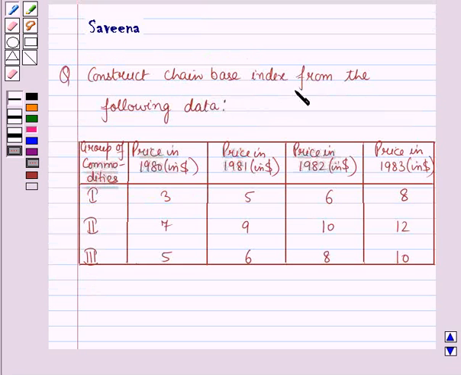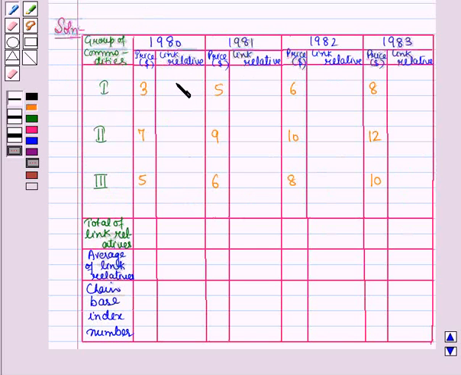Now we have to construct chain-based index from the following data. For this, first of all, we will draw a table and then we will calculate the link relatives for the group of the commodities in the particular years. So we have drawn a table for the given data. In the upper part of this table, in column 1, we have written the group of commodities, that is group 1, group 2 and group 3. Then in the next column, the corresponding prices in the year 1980 in dollars are given. Then in the next column, we will find the link relatives for the group of commodities in the year 1980, and similarly we will find this for the year 1981, then 1982 and then 1983.